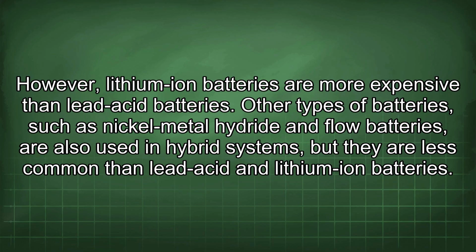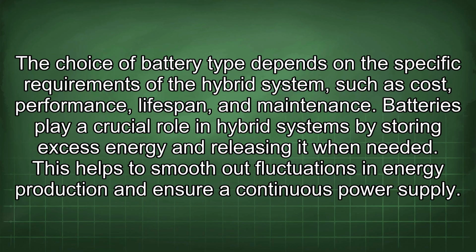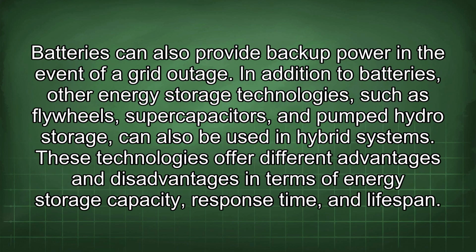Other types of batteries, such as nickel metal hydride and flow batteries, are also used in hybrid systems, but they are less common than lead-acid and lithium-ion batteries. The choice of battery type depends on the specific requirements of the hybrid system, such as cost, performance, lifespan, and maintenance. Batteries play a crucial role in hybrid systems by storing excess energy and releasing it when needed. This helps to smooth out fluctuations in energy production and ensure a continuous power supply. Batteries can also provide backup power in the event of a grid outage.